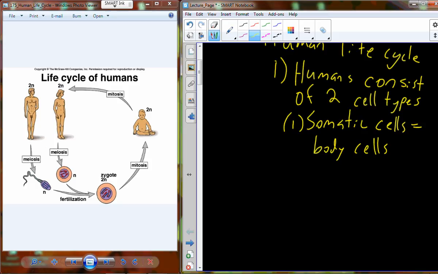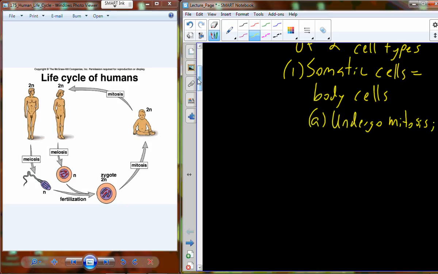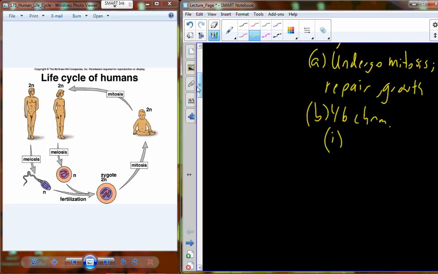These cells only undergo mitosis. And when a somatic cell undergoes mitosis, it is either undergoing it for repair purposes, to repair tissue and cells that have been lost, or to add new cells to accommodate new growth. In these somatic cells, there are 46 chromosomes in humans. And of those 46 chromosomes that are present, we refer to 44 of them as homologous chromosomes.